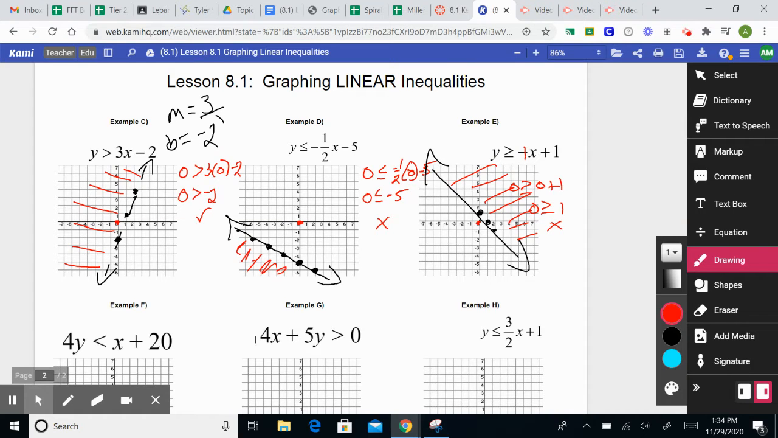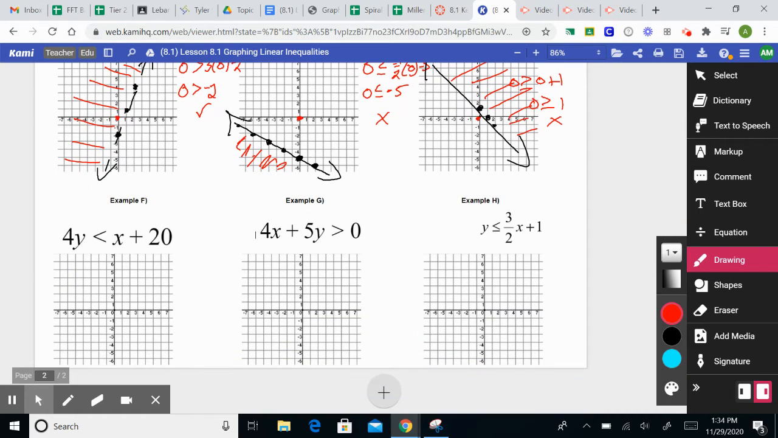Okay, we have a few more examples here. Let's try example F. This time, is my equation solved for y? It is not solved for y. I'm just going to rewrite it over here.